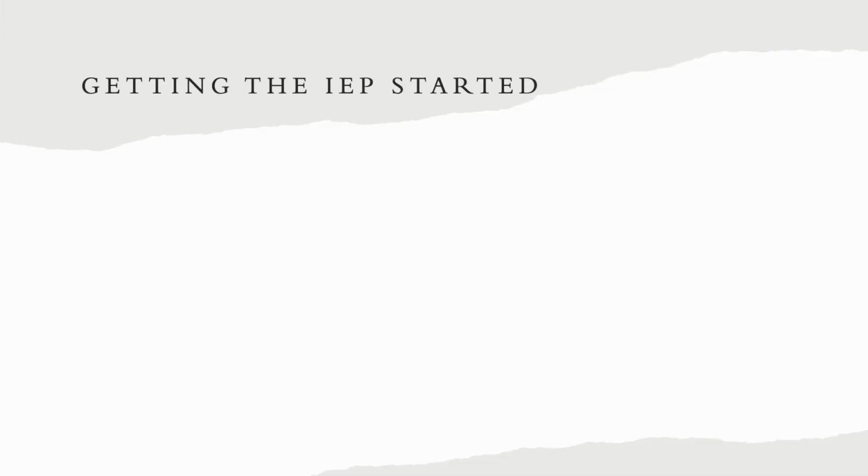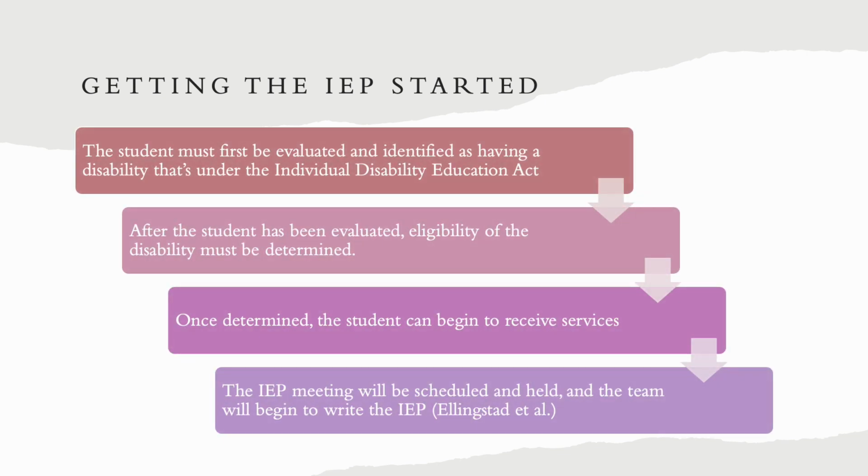So, getting the IEP started. Before an IEP can be written, the student must be evaluated and then identified as having a disability under the Individual Disability Education Act. Eligibility of the disability must be determined and approved. Once that happens, the student can begin to receive special education services for what they may need. An IEP meeting will then be scheduled and held, and a team will begin to write the IEP.